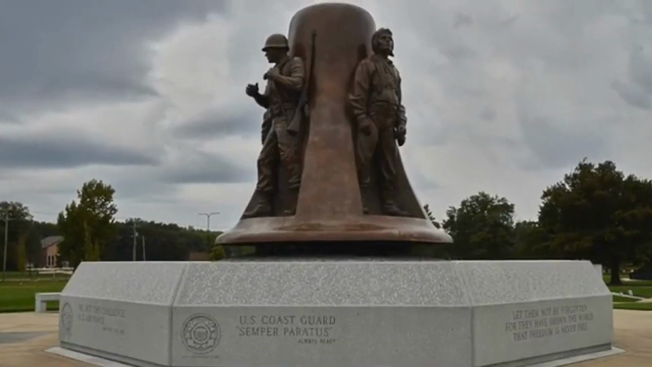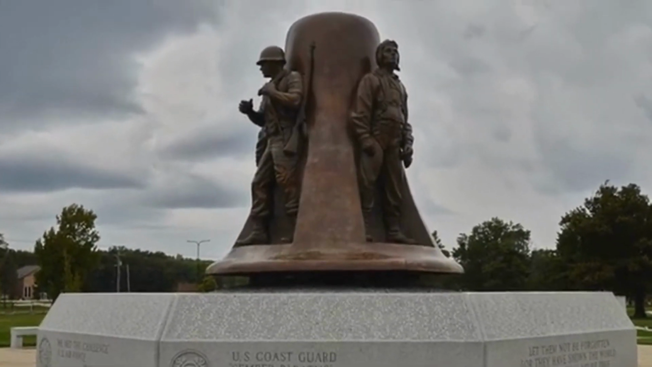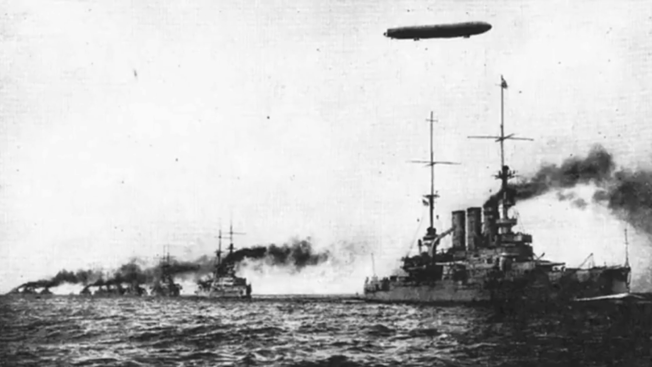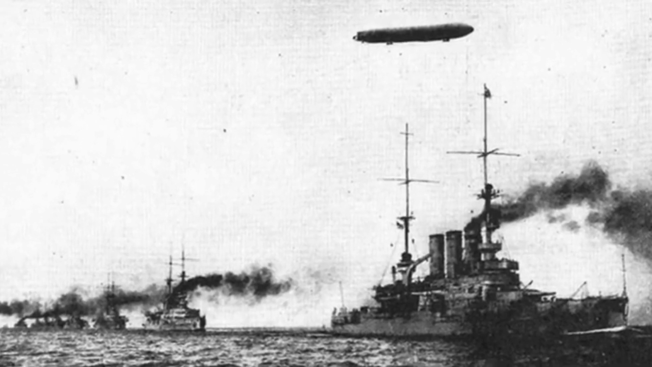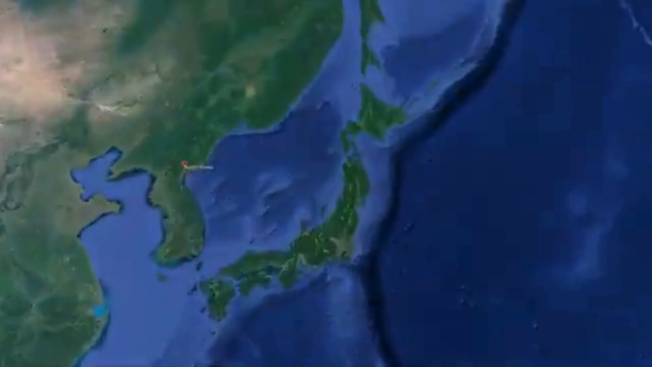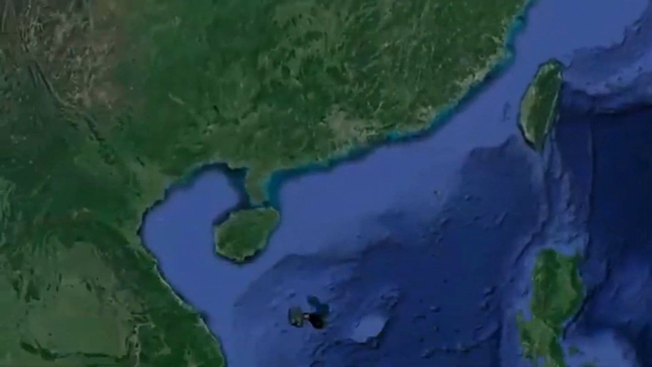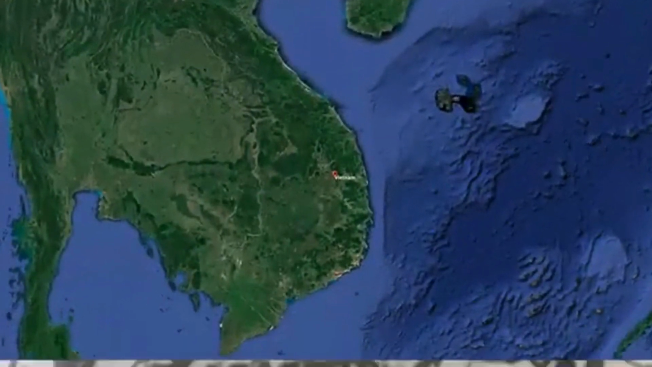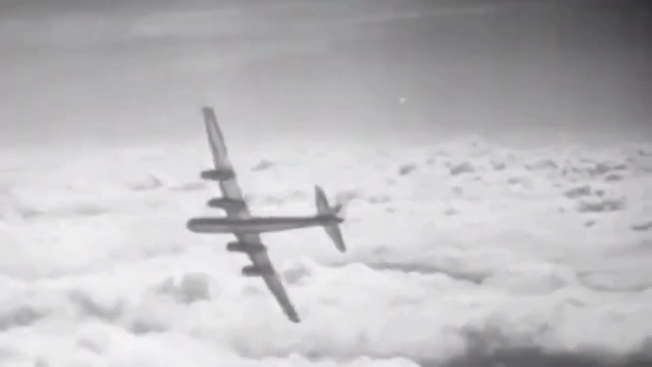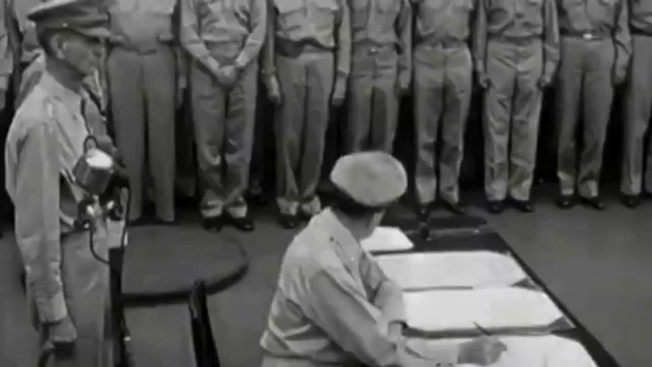There have been several wars the United States has played a part in, and two of those wars took place inside two Asian countries, Korea and Vietnam.